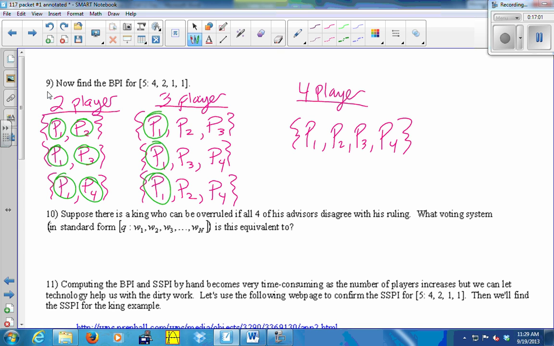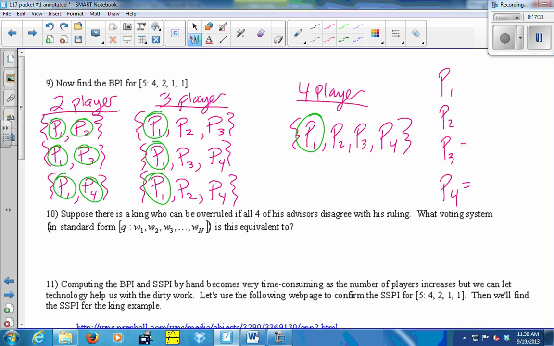Anybody critical in the 4-player coalition? Player 1. If player 1 leaves, 2, 3, and 4 don't have enough to make the 5 quota. All right, so is anybody else pivotal here? No, I'm sorry, critical. If any of the other 3 leave, the remaining 3 players still have enough to pass the motion.